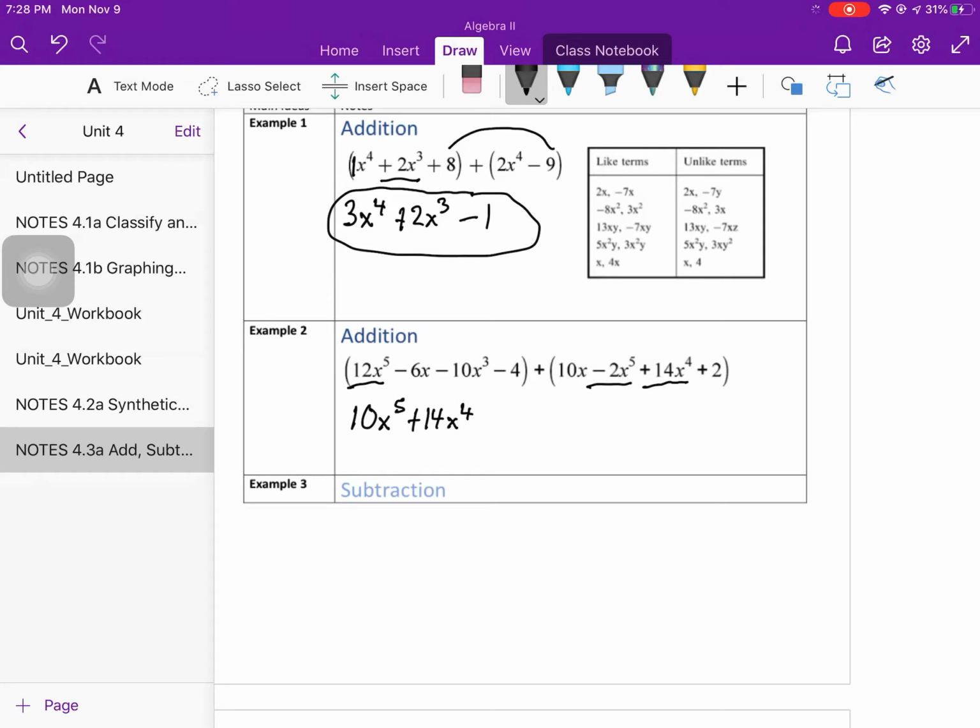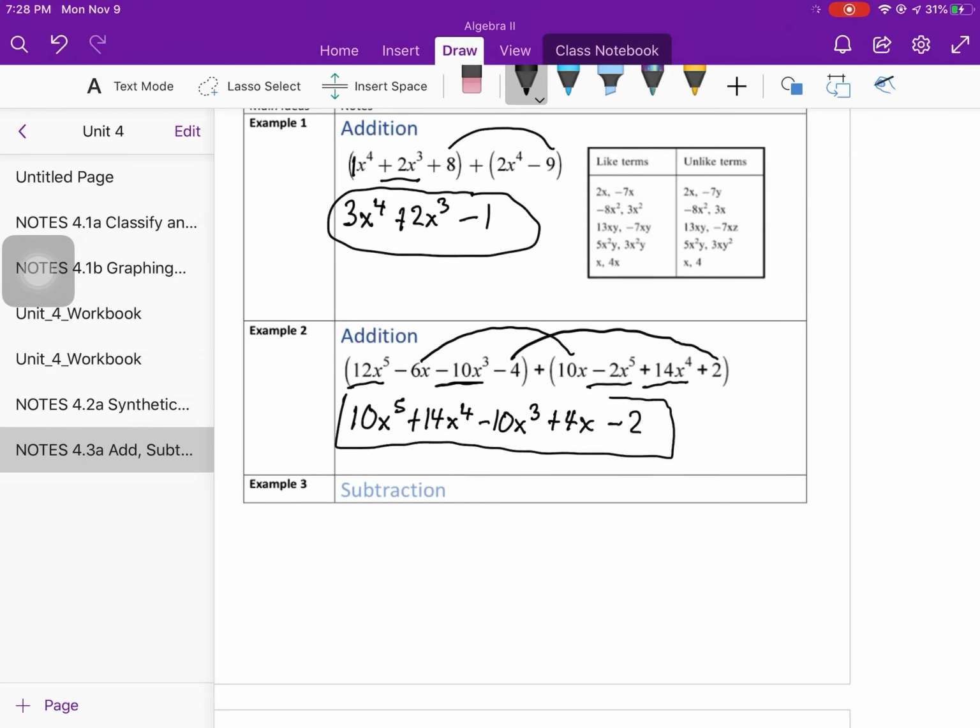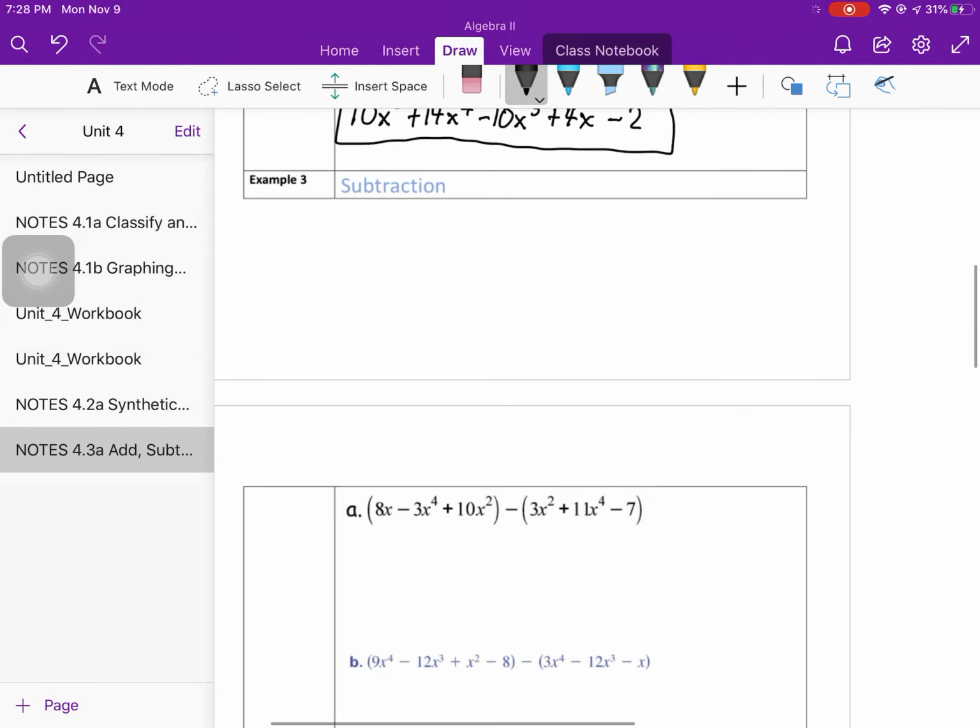Then we look for x cubed terms. This is the lonely -10x cubed. Then we look for x squareds. There's no x squareds anywhere, so now we go to x's. So we have a -6x and a +10x. -6 plus 10 is plus 4x. And then lastly, we have -4 and 2. -4 plus 2 would give us -2. And this would be our answer. And notice it's in standard form too because we started from highest to lowest, which is how we should write our answers. Okay, now subtraction.